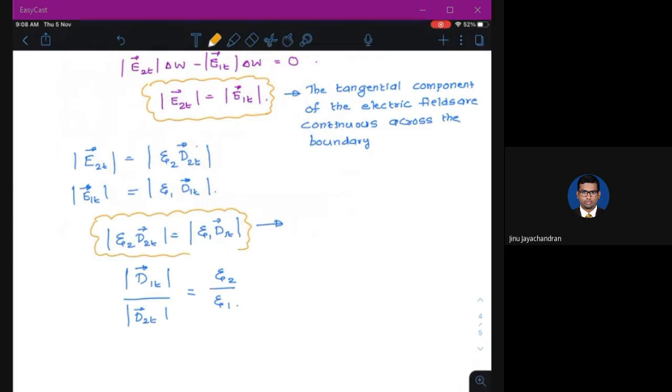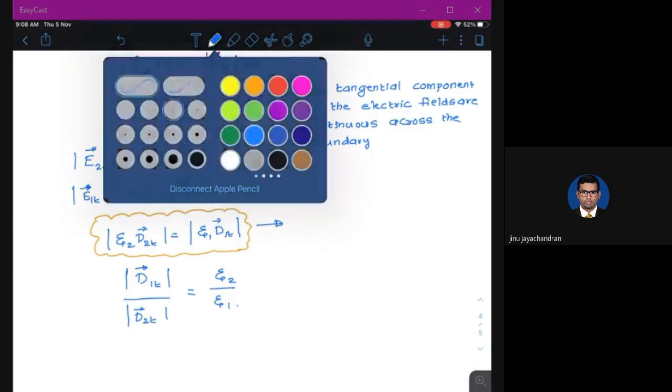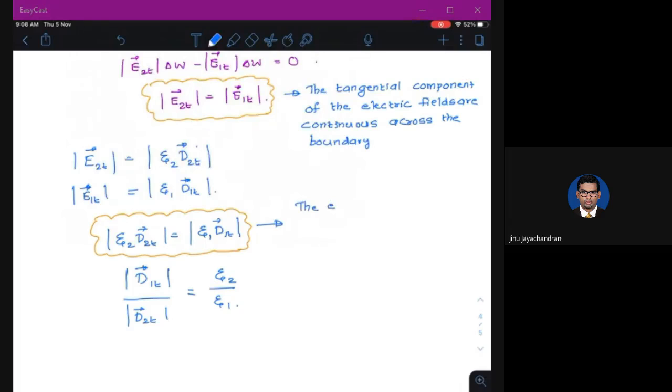It says the tangential component of the electric flux density is discontinuous, because there is a multiplication factor of epsilon 1 or epsilon 2 across the boundary.